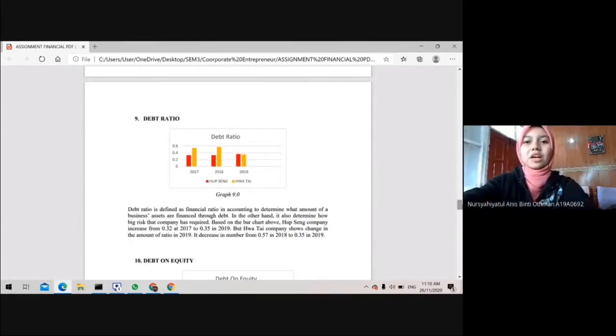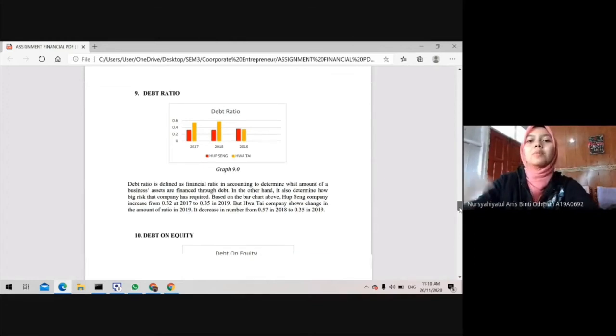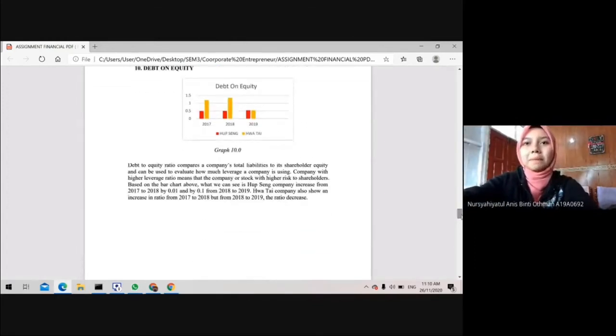Next, for debt ratio, Seng increased from 0.32 in 2017 to 0.35 in 2019. Huatai decreased from 0.57 in 2018 to 0.35 in 2019. And the last one, we proceed with the debt to equity. This compares a company's total liabilities to its shareholder equity and can be used to evaluate how much leverage a company uses. Seng just shows a slight increase. Debt to equity of Huatai is higher than Seng, and it shows an increment from 2018 to 2019. Thank you.